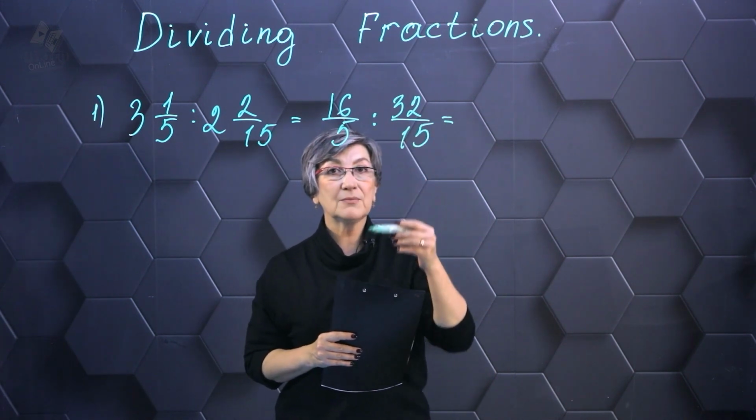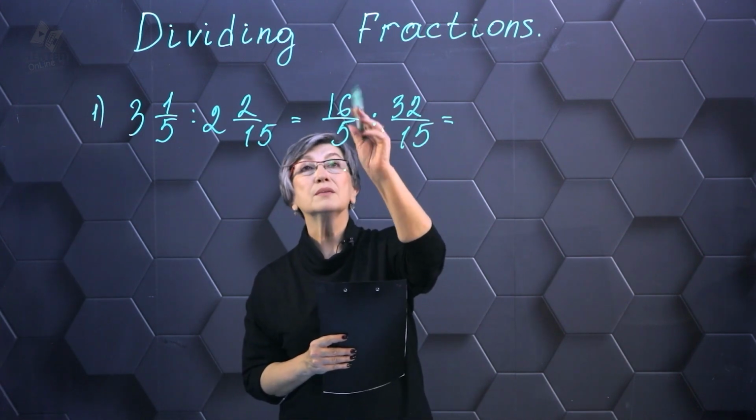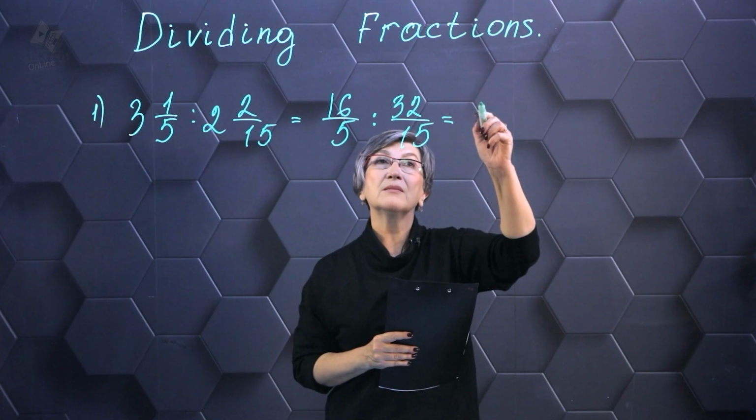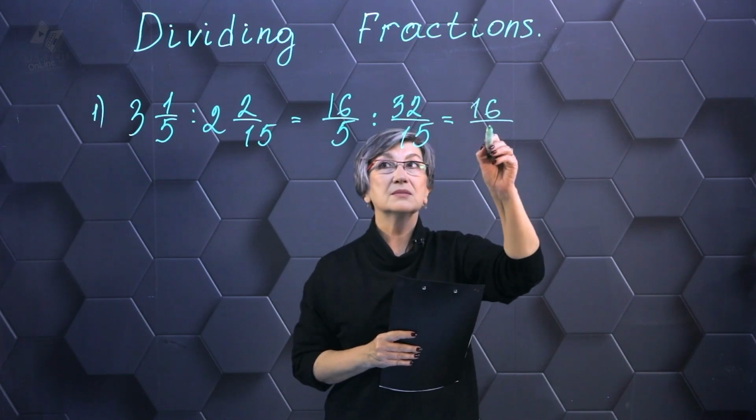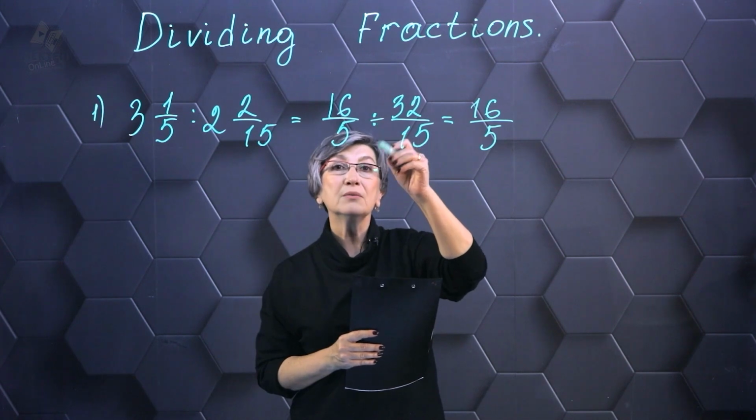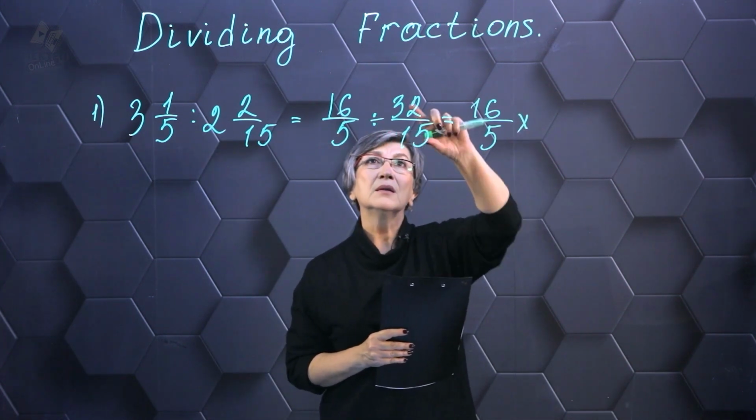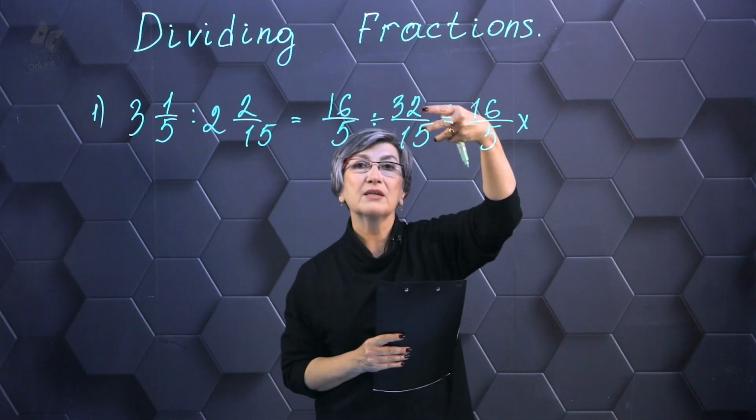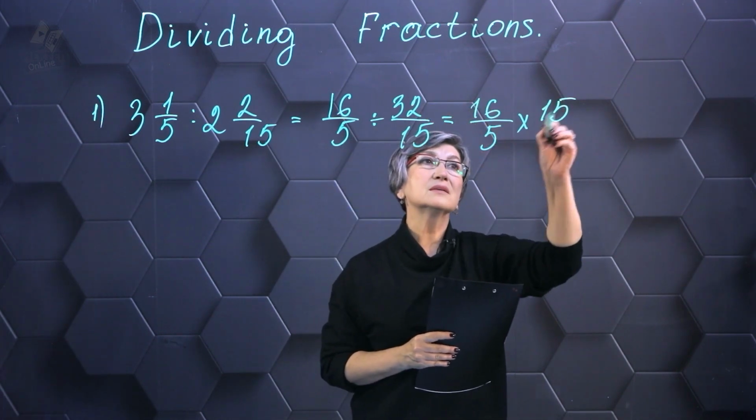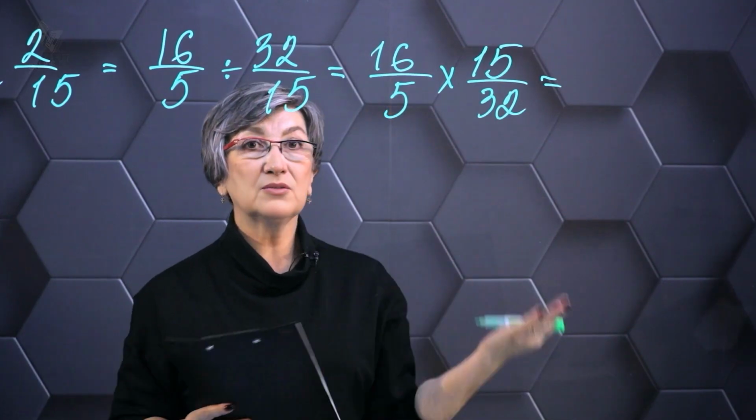And this is where I apply the rule of division of fractional numbers. The first fraction I leave as it is, so it will be 16/5. The division sign I change to multiplication. This fraction I don't leave as 32/15, but flip it to 15/32. So I need to multiply 2 fractional numbers.